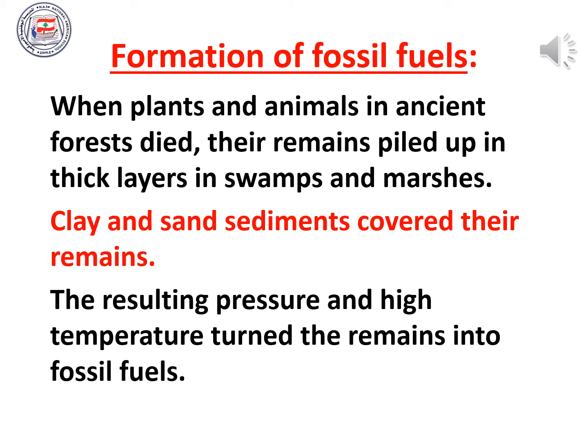How can we use materials today that are made from materials formed hundreds of millions of years ago? So how do fossil fuels form? When plants and animals in ancient forests died back in time, their remains piled up in thick layers. Where did they pile up? In swamps and marshes. Then clay and sand sediments covered these remains, and the resulting pressure and high temperature turned the remains into fossil fuels. So fossil fuels that we use today are made from the remains of plants and animals that died in ancient forests hundreds of millions of years ago.